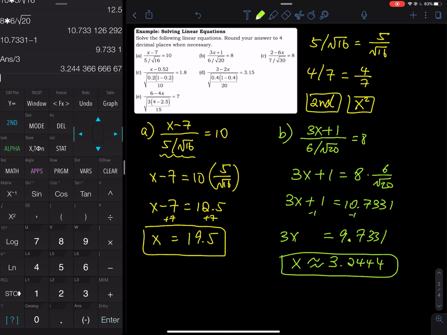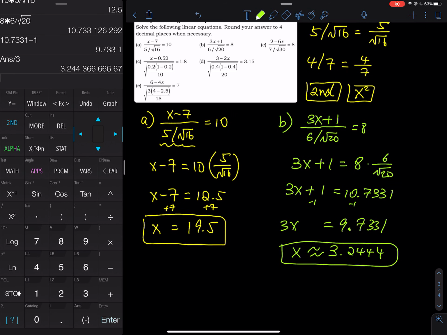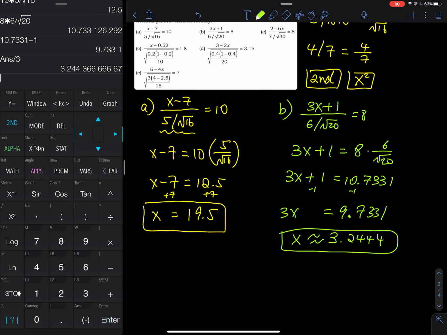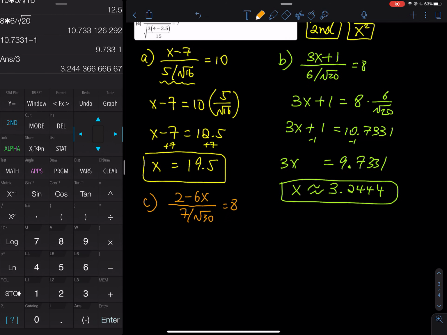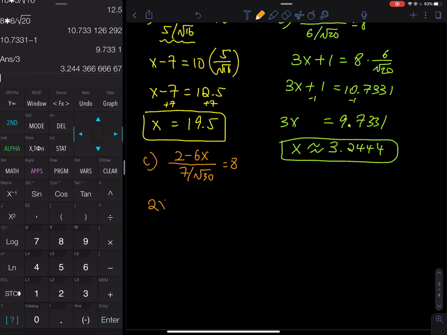So that is B. And then C, I'm going to move down. So if you want to save the problem, you have to take a screenshot. So C is 2 minus 6x divided by 7 over square root of 30 equals 8. So first we have 2 minus 6x equals 8 times 7 over square root of 30.